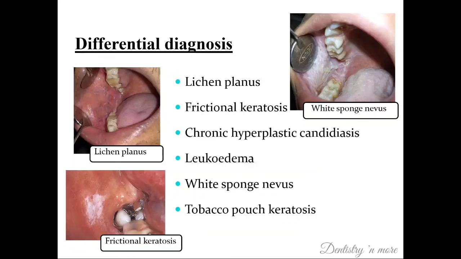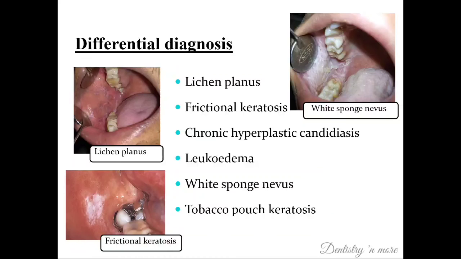Then followed by next is the frictional keratosis. Frictional keratosis, again, it can be just a linear white plaque or a patch that is seen, especially around the posterior buccal mucosa, that is caused due to the present chronic irritation towards the irregular or the sharp cusps. It can lead to this present condition called as frictional keratosis. And then the next condition you can think of is a chronic hyperplastic candidiasis. Again, you can enlist what are the reasons.